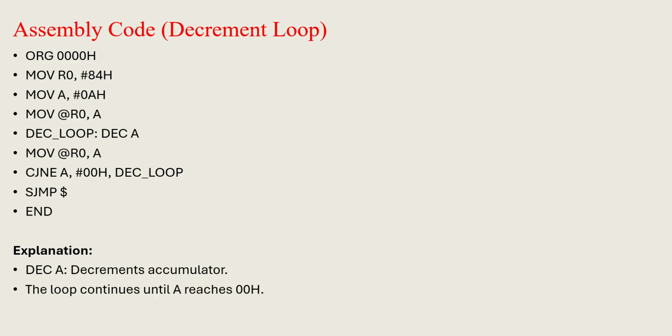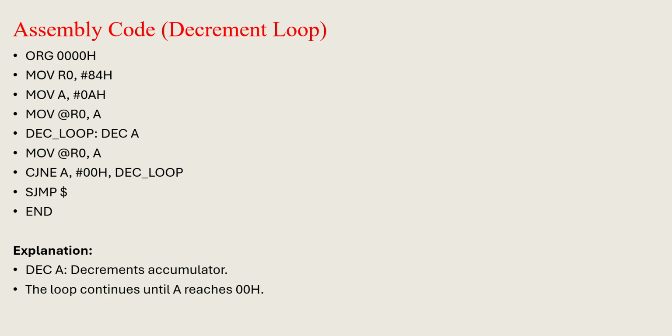Let's see the assembly code for the decrement loop. This part shows the decrement counter. Here, MOV A, #0Ah initializes the accumulator with 0Ah. DEC A decreases the accumulator value by 1, and MOV @R0, A writes that value into memory.